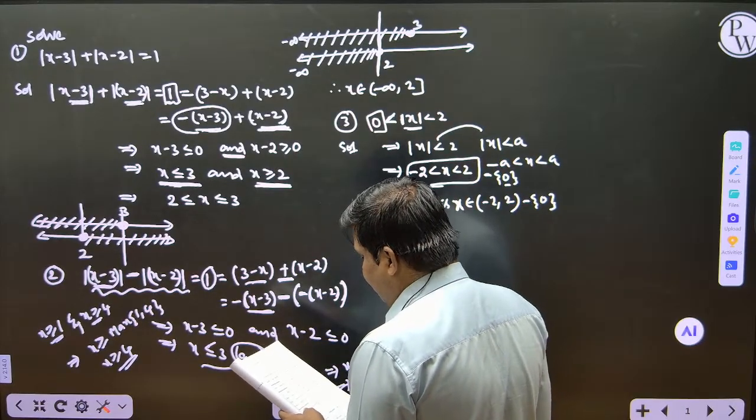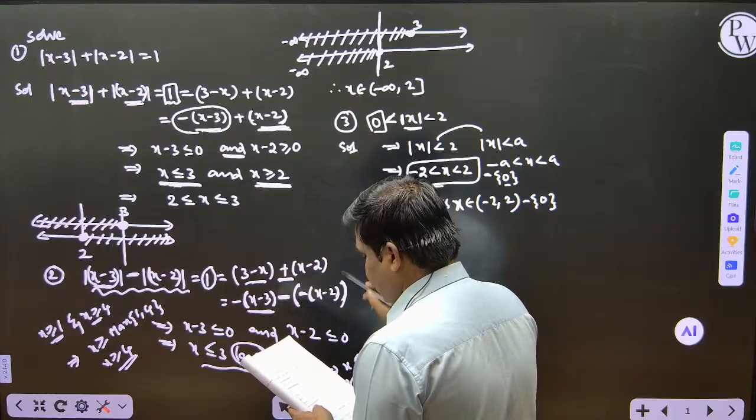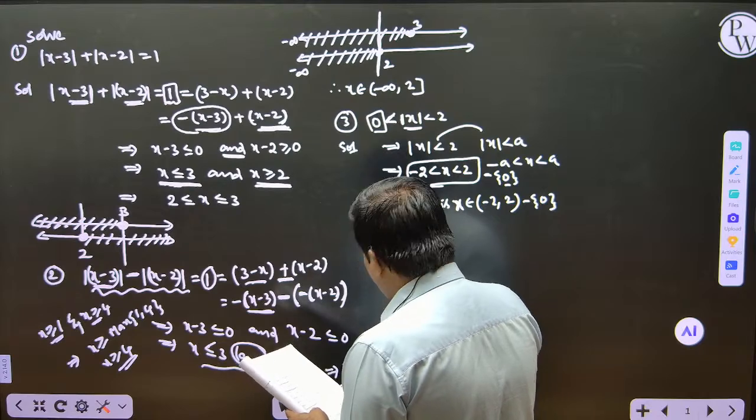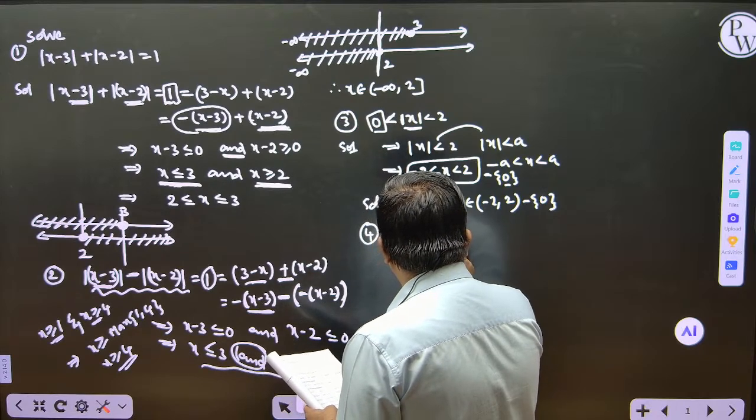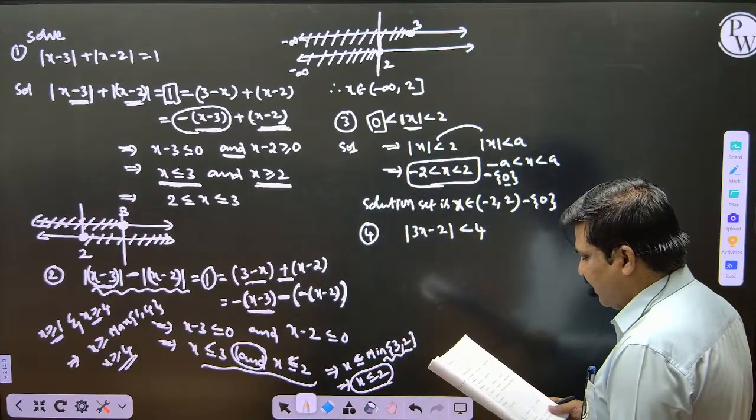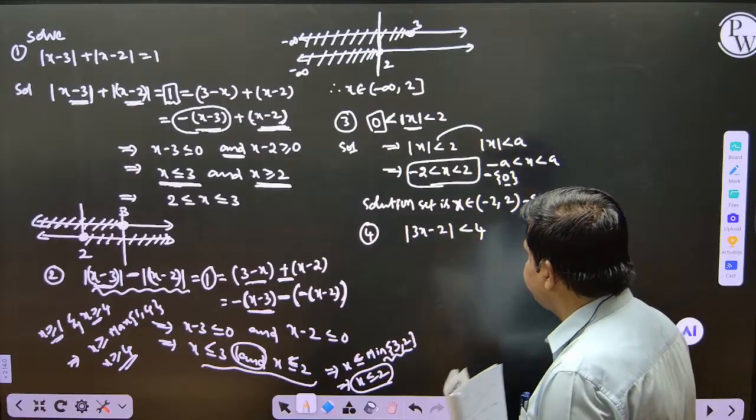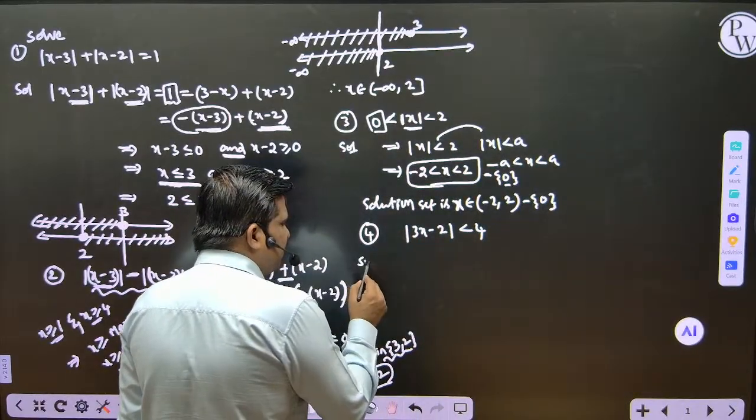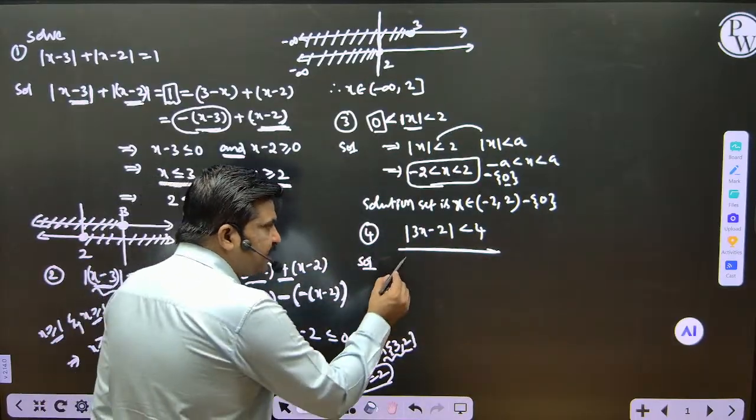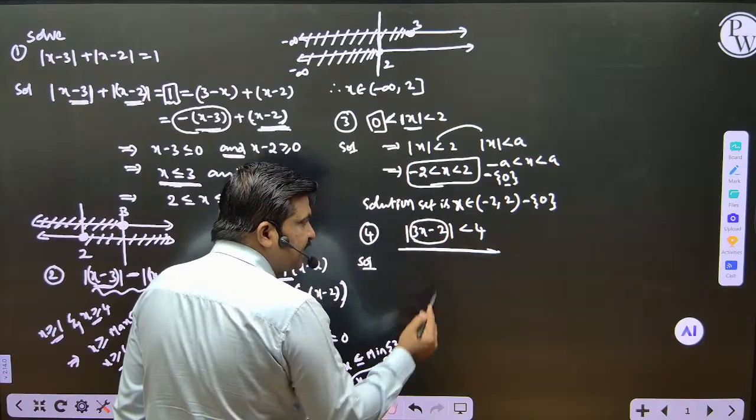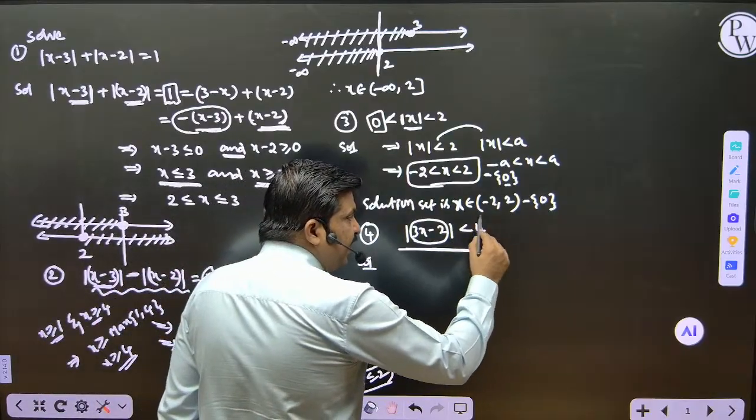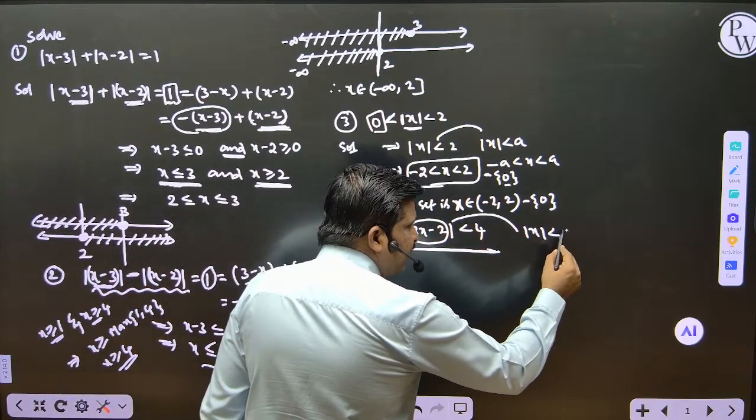The next one, look here, question number 4. Modulus of 3x minus 2 is less than 4. See the solution. While solving this, let us consider this expression as x only. Then it looks like which form? Mod x less than a form.